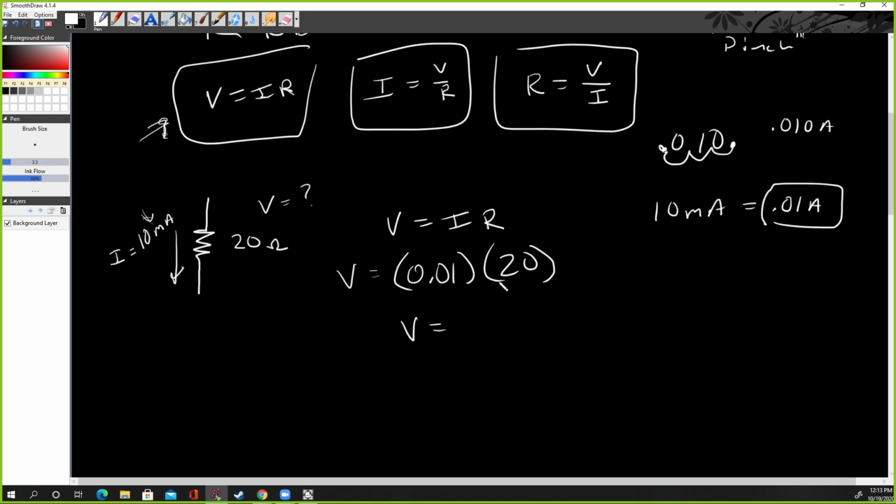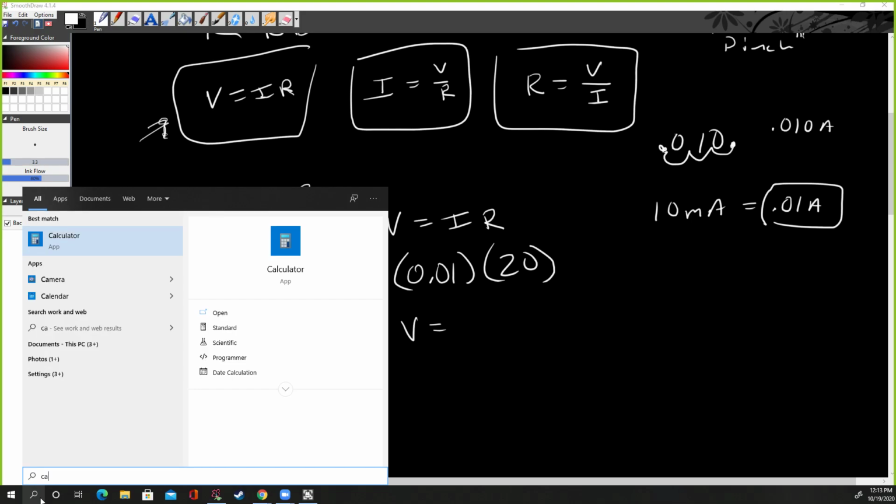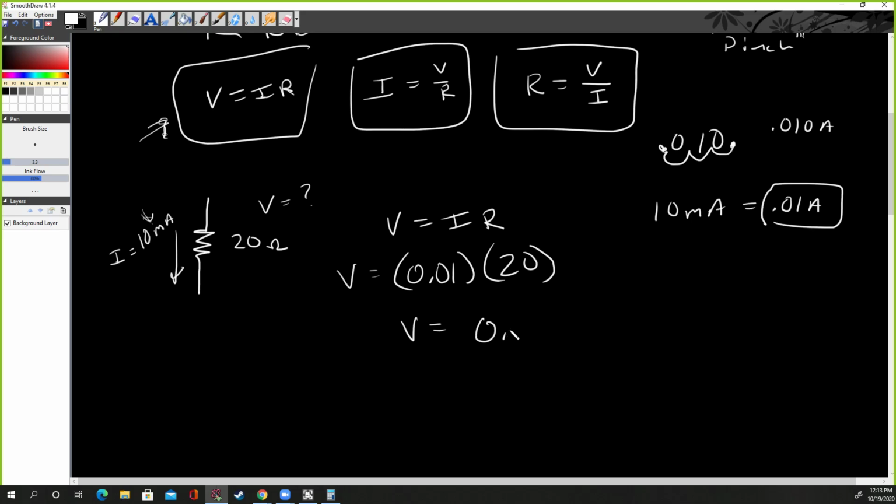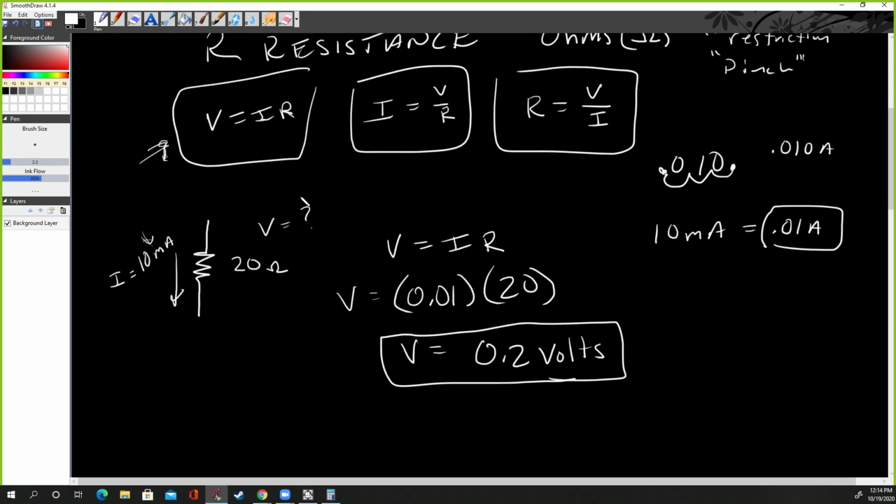So V is equal to this. And what is that number? All we have to do is pull out a calculator, and we do 0.01 times 20, and the answer is 0.2. 0.2 volts. So that's the answer, 0.2 volts. How do we know that? Well, because they're looking for volts, which means I'm going to use this equation because this is the one where volts is by itself, right? And then all I have to do is multiply the I and the R. So I multiply this number times this number.